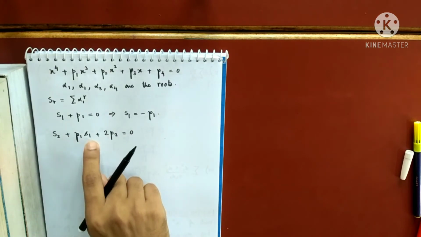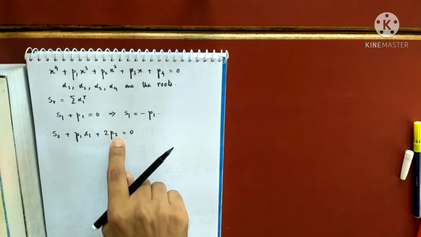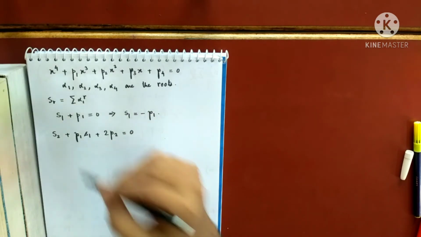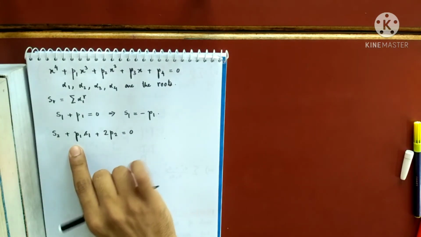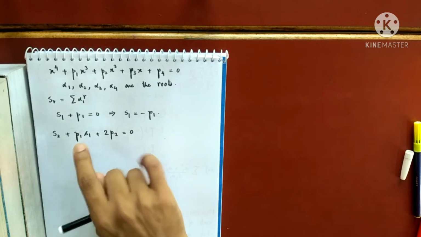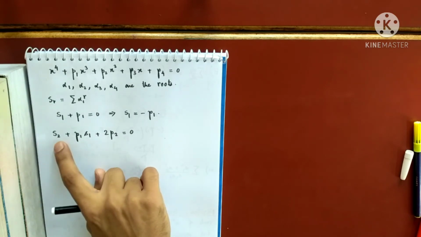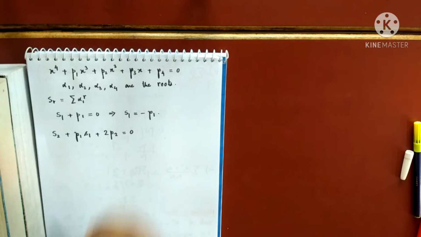S2 plus P1 S1: you decrease the index of S, increase the index of P. That is the rule. I'll explain again, don't worry, after some time. So from here S2 can easily be determined. How? P1 and P2 are already given in the question and you know S1. So from here S2 can easily be determined.